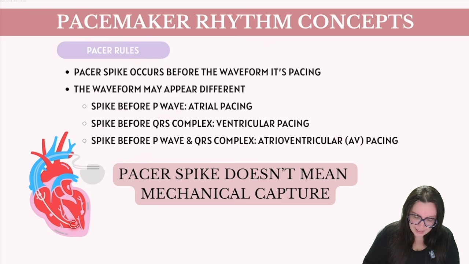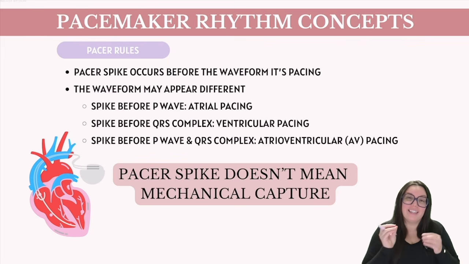Or you can have a lead sitting down here in the ventricles, meaning that we're going to see a spike before our QRS complex. And that also tells us that we have ventricular pacing, of course, because it's sitting down here in the ventricle. Or you could have a dual pacemaker, where you've got one lead sitting up here in the atria, and you have another lead down here in the ventricle. That means you're going to see a spike before the P wave and the QRS complex, meaning that we have atrial ventricular AV pacing.